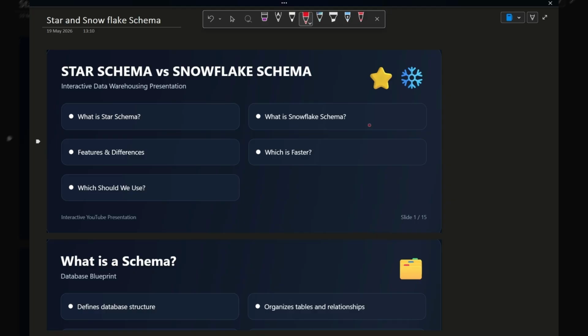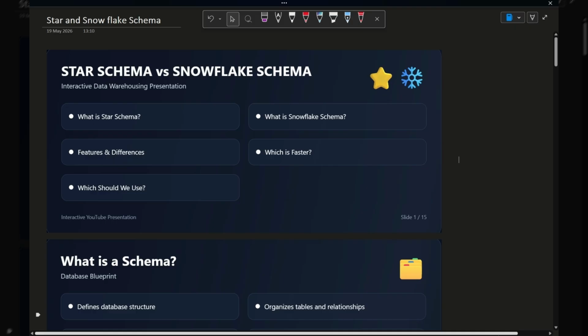So in today's video, we will be understanding one of the most important SQL concepts, that is database designing. That is, when to use the star schema, what is star schema, what is Snowflake schema, what are the differences, in what scenarios we need to use the star schema and Snowflake schema, and what is the impact on speed and storage on both of these schemas.